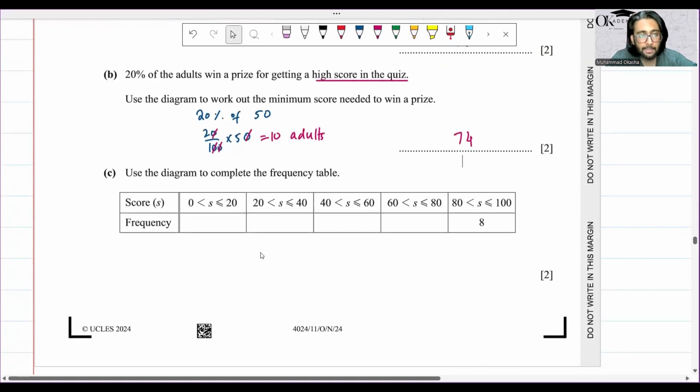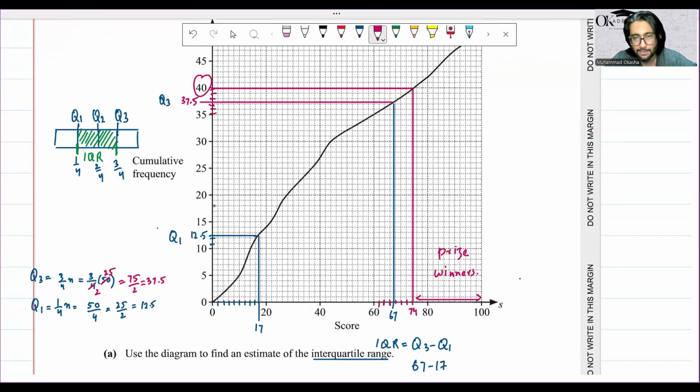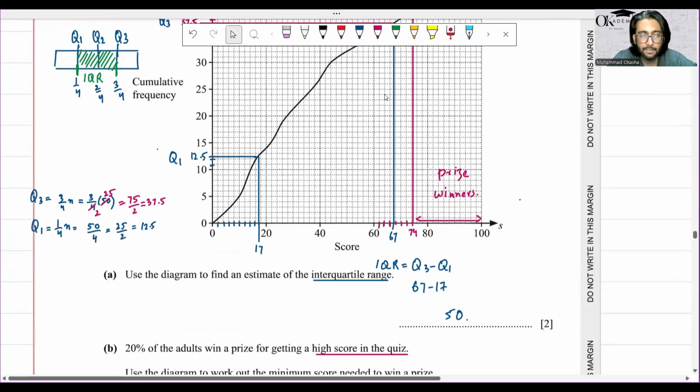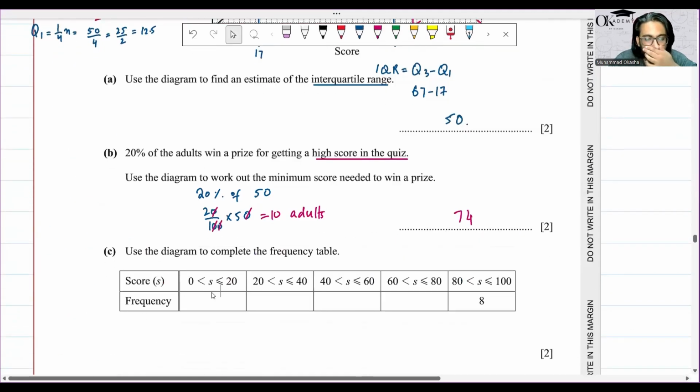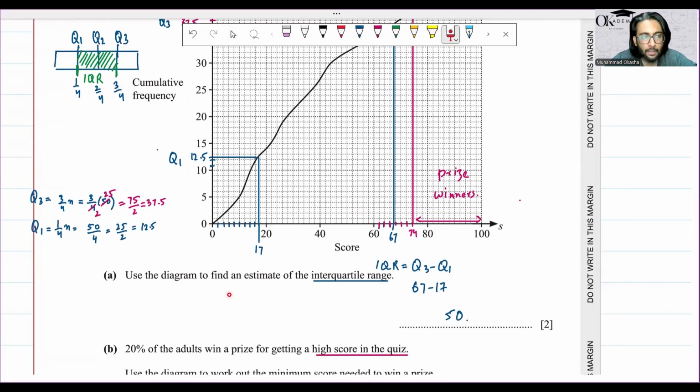Right, use the diagram to complete the frequency table. Okay, so when the score is between 0 and 20, what's the frequency? This is the given, and this is the cumulative frequency table. You need to work out the individual frequencies of these ranges. So what's the frequency between 0 and 20? Can I take off these 16 and 17, or should I do it with a different color? I think I should do it with a different color.